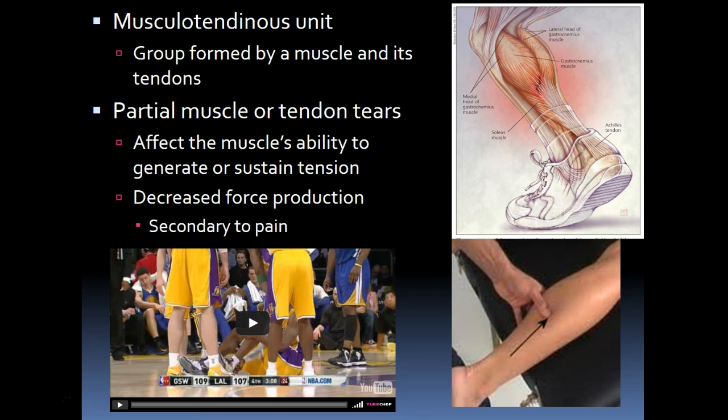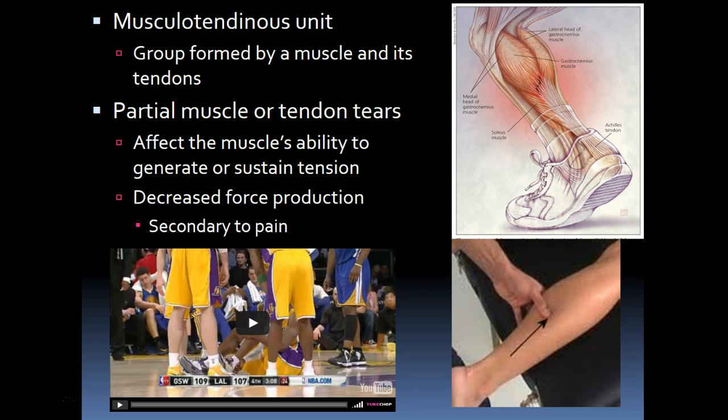Again, as I said on the other slide, what we're really concerned about are these muscle tears or tendon tears that occur within the musculotendinous unit, because again, they can really affect the muscle's ability to generate or sustain tension, or to generate a force, whether it be secondary to pain, or secondary to the amount of muscle fibers that have actually been ruptured.